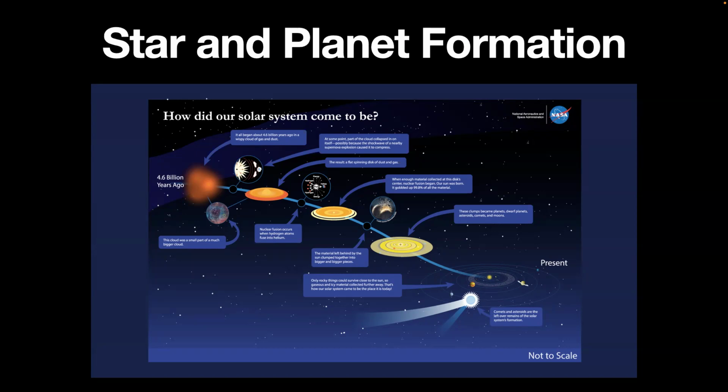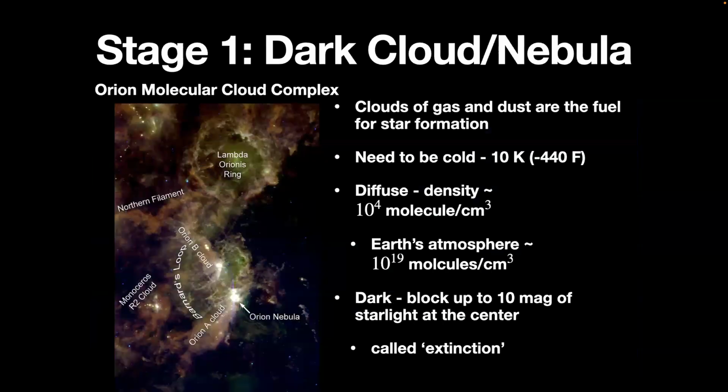So let's just start from stage one, right? The dark cloud or the nebula phase. So right here on your screen, this is an image of the Orion Molecular Cloud Complex. We have the Orion Nebula right here. It's a small part of it. This is what we would call a star-forming region. Stars need huge clouds of gas and dust to form, right? This is the fuel for star formation. And right here, this is a whole bunch of gas and dust.